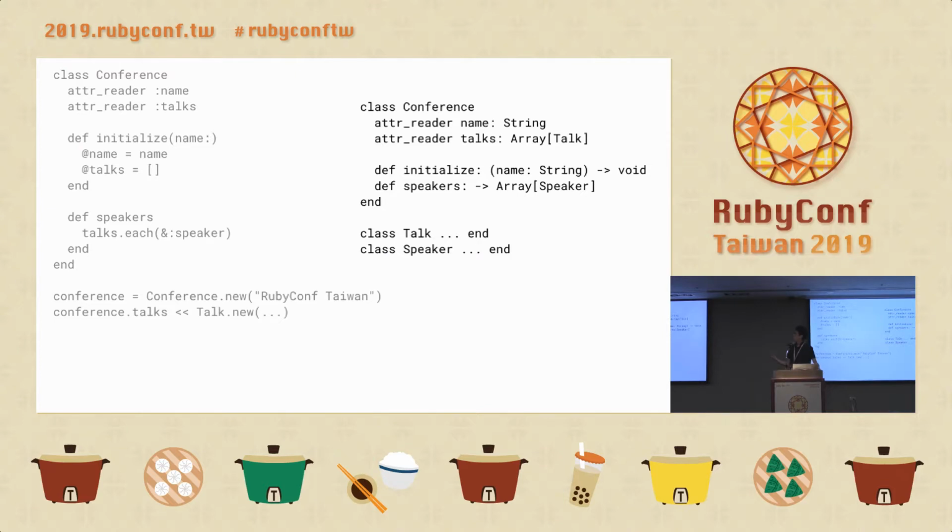This is the signature of the Conference class. We write the attributes, the name and talks, and the types of the attributes. And we define the initialize method. It takes a name keyword of string, and it returns anything. And we also define the speakers method. It returns an array of speakers.